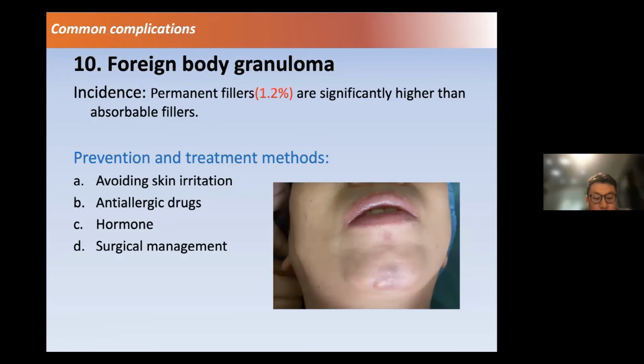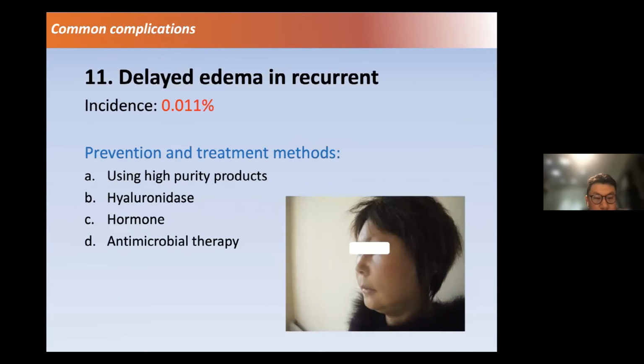The 10th is foreign body granuloma, and prevention and treatment methods include avoiding skin irritation and anti-allergic drugs and the hormone, antimicrobial therapy, and immunosuppressant and surgical management. And the next is delayed edema in recurrent. Prevention and treatment methods include using high purity products and hyaluronidase and hormone and antimicrobial therapy.